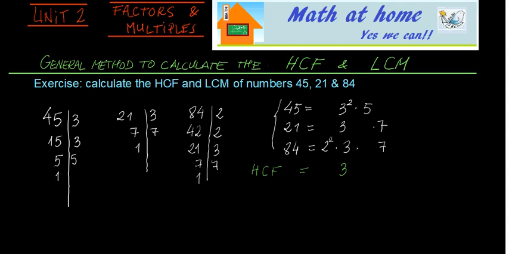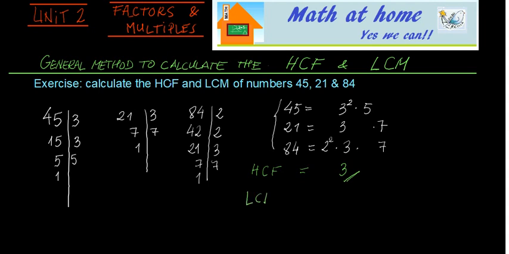And now, what is the lowest exponent? This is 2, 1, and 1, so the lowest exponent is 1. So finally, the highest common factor of these three numbers is 3.